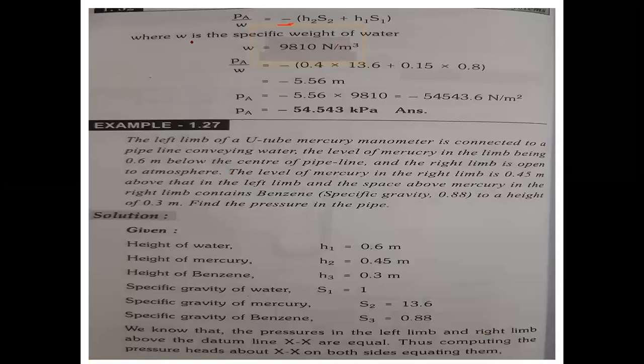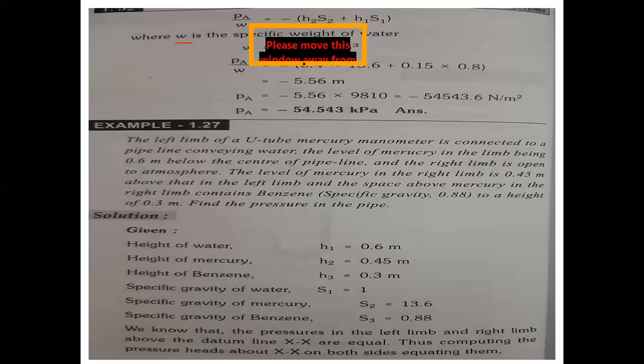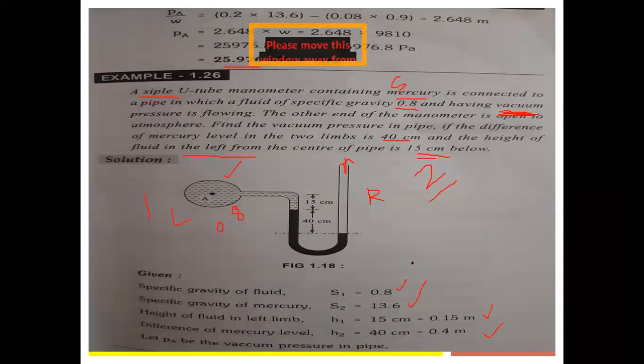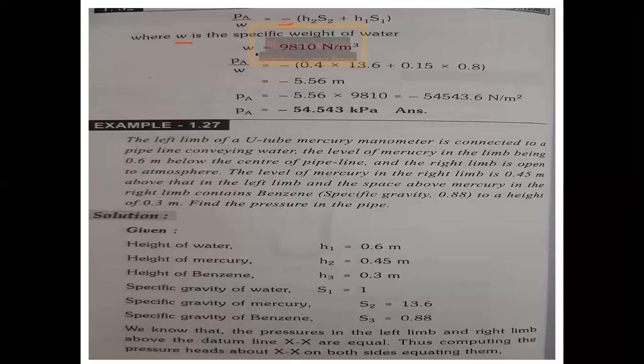weight, that is equal to 9810 for water. Therefore W is equal to 9810. Now PA by W is equal to, substituting the same values you are getting here. Just substitute these values as they are in this process. So W is 9810, you should assume this every time and remember it.